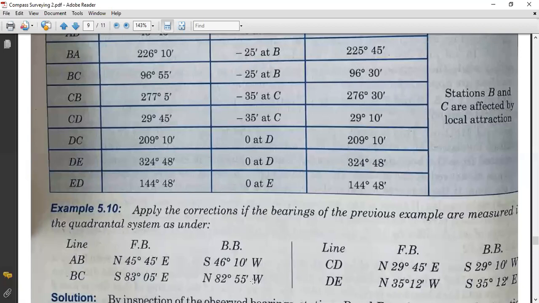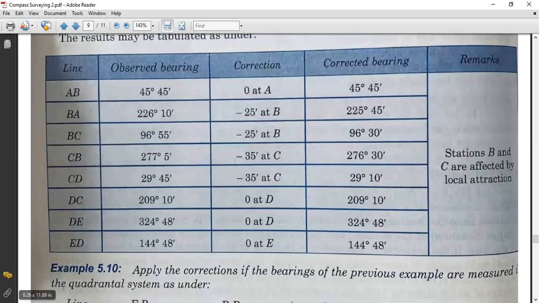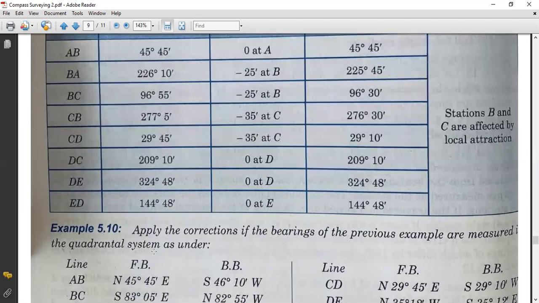Convert the reduced bearing system or quadrantal bearing system to the whole circle bearing system, then you can proceed. Write the table like this. Go on deducting fore bearing from back bearing of every line. Select the line which has the difference of exactly 180 degrees, and using that line go on correcting the previous lines. Okay, so I hope I have made it clear.